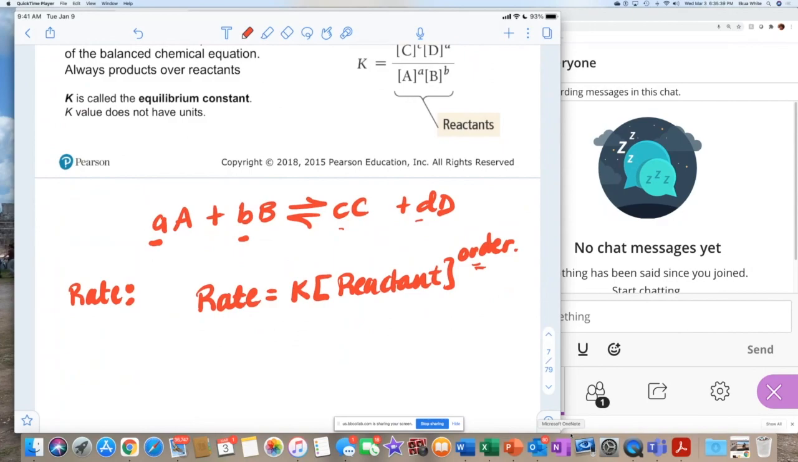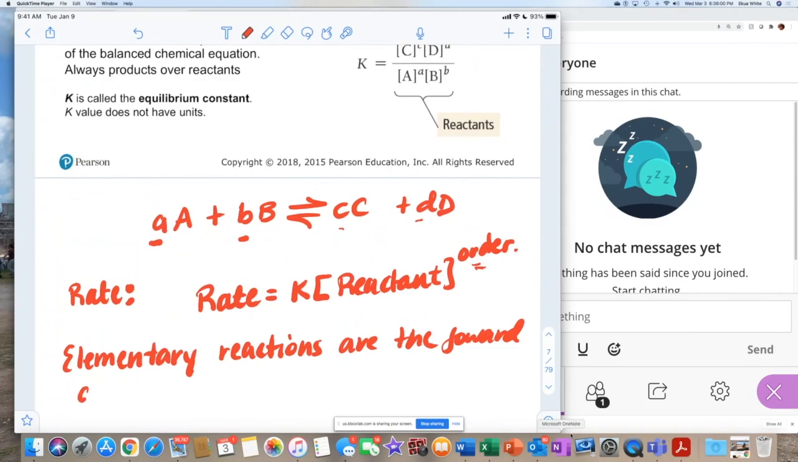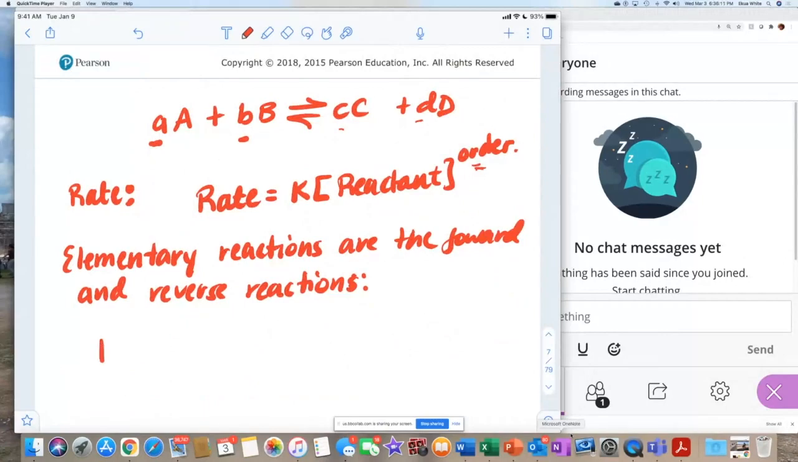So let's look at this reversible reaction as a whole, where the parts are the forward and the reverse reaction. So the elementary reactions here are the forward and reverse reactions. Okay? So let me write the rate law of the forward reaction.